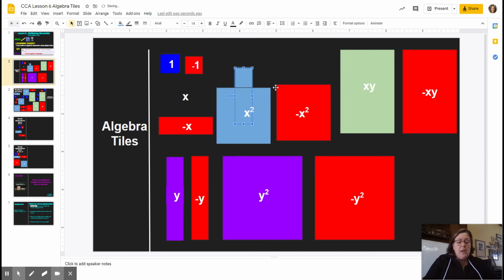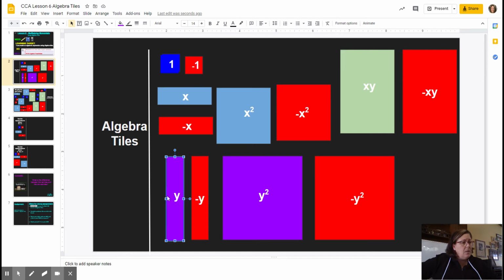I can do that with the Y tiles as well. The Y tile would match up. Wowzers, the delay. The Y tiles would match up as well in terms of the width of the Y squared as well as the height. Okay, now notice the XY tiles.